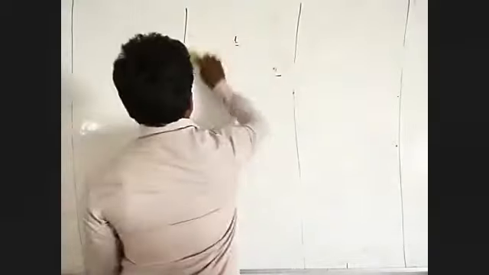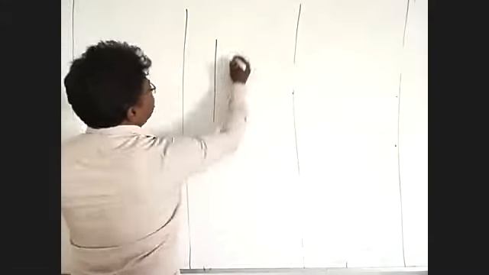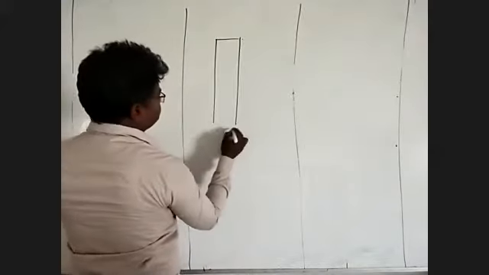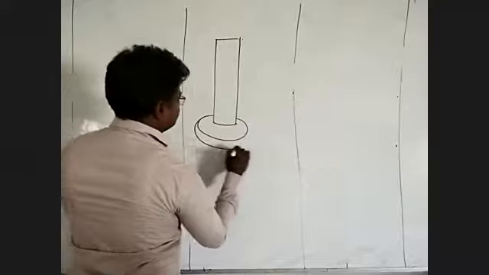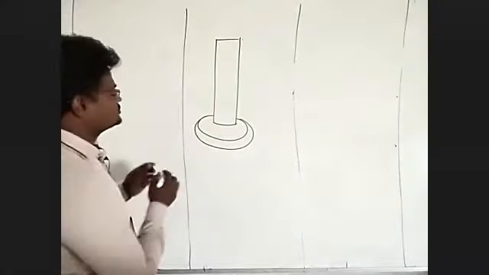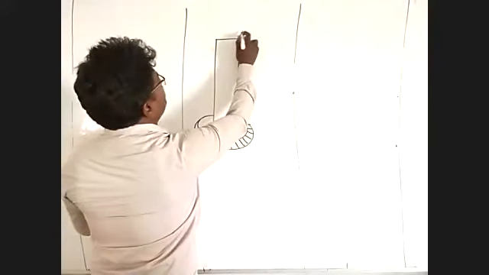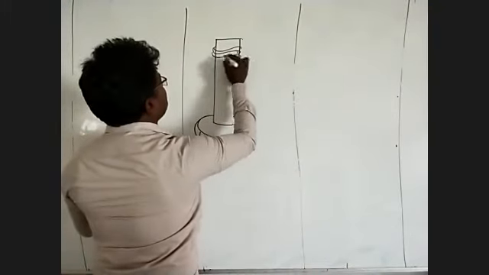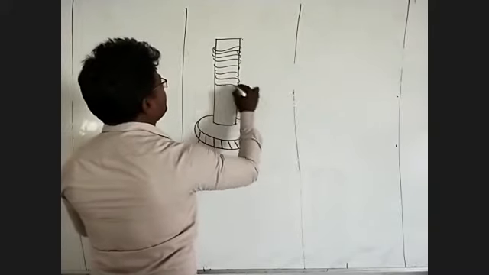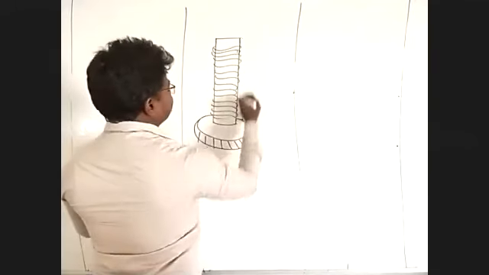So first of all, you will see this is wood. Now you will see this is a copper ring. A wire is wound around the wood. Now you will see.